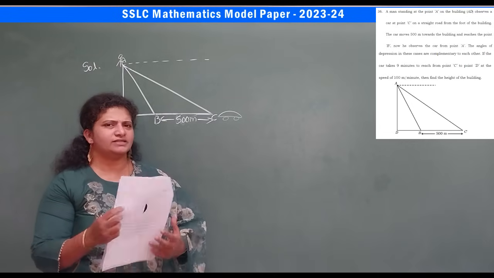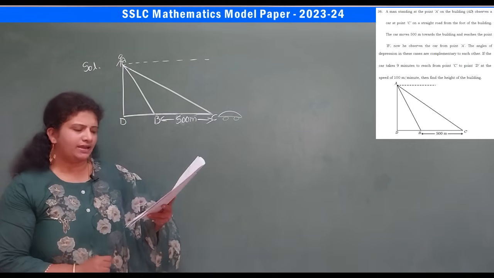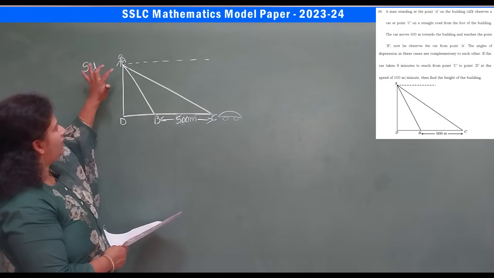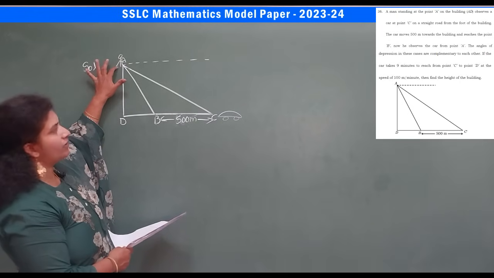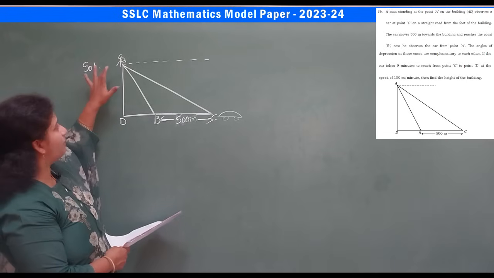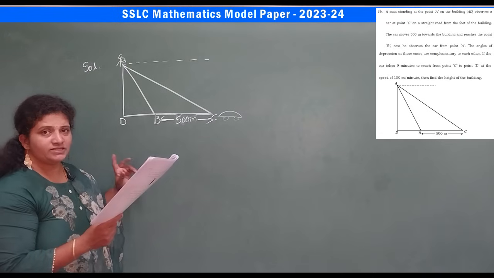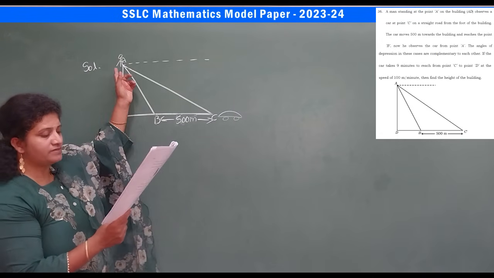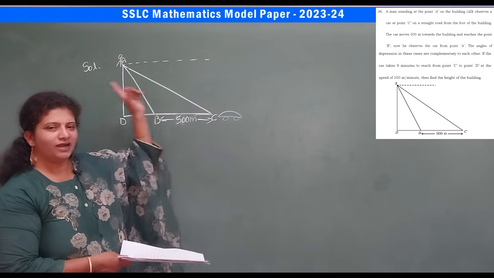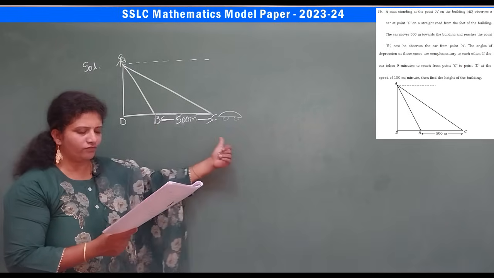Lengthy question. So let's read one line and understand. A man standing at the point A on the building AD. Observe here, this is a point A. A man, you can see a man here. A man is standing on the top of a building at a point A. AD is a building. Observes, what does he do? He is observing. He observes a car at point C. You can see a car here.